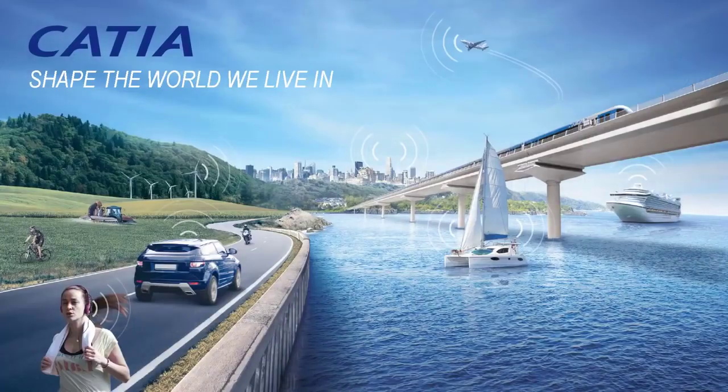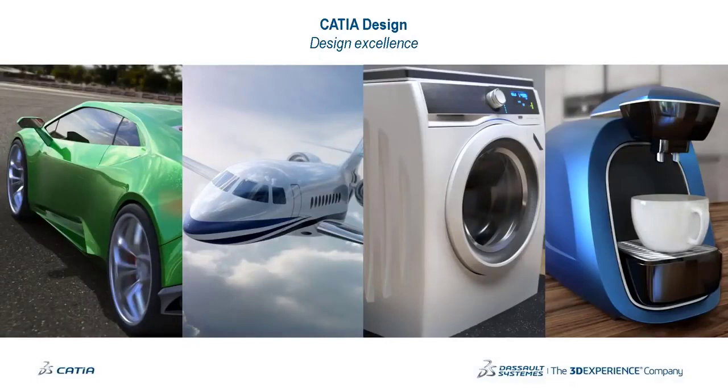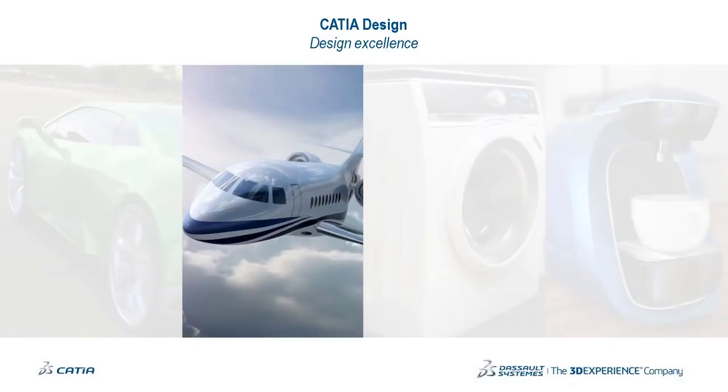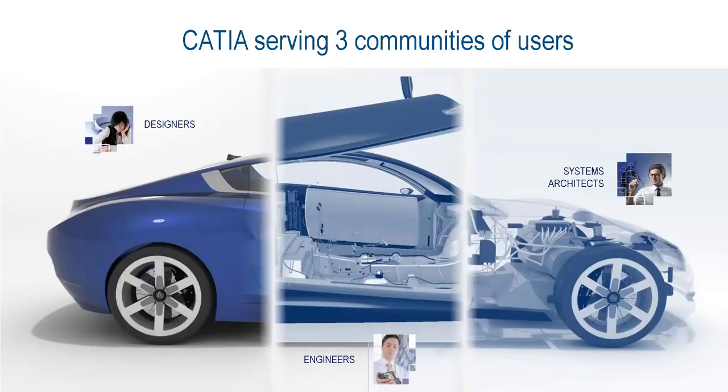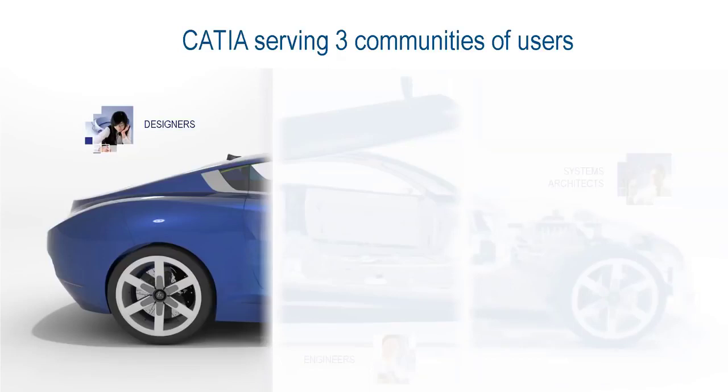CATIA is really shaping the world we're living in. Products from all the big industries are built in 3D and constructed with CATIA. Here are some other examples, but in this webinar, we will focus on aerospace, on the cabin design. CATIA is divided into 3 different user communities: design, engineering, and system architects. But for the first part now, we will focus on the design part and design solutions of CATIA.